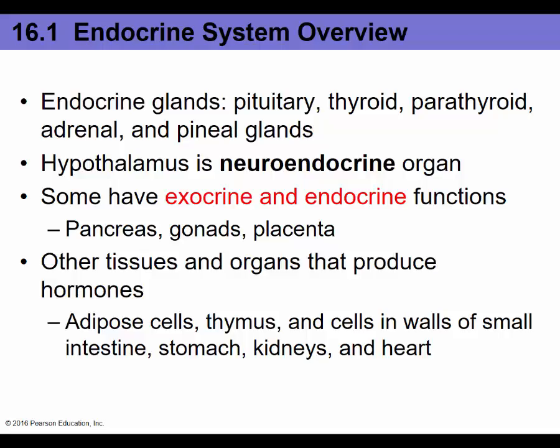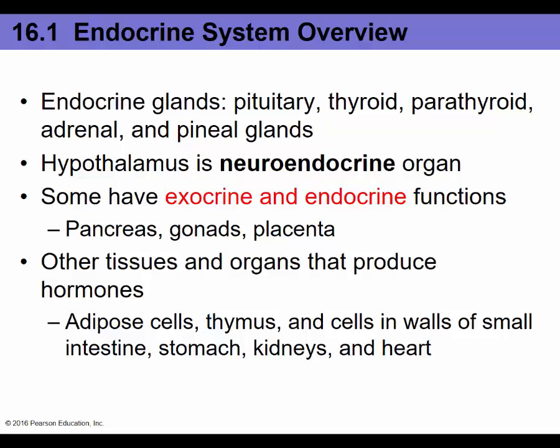Like I said, the pancreas. The pancreas secretes digestive enzymes via ducts, which is not an endocrine function. We call that an exocrine function. And then it also secretes insulin and glucagon to the blood. That's an endocrine function. So if it's going to the blood, endocrine.